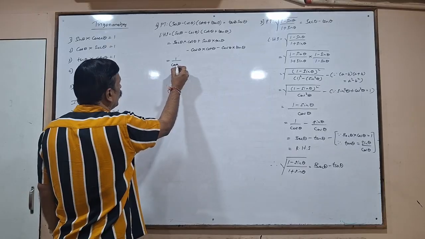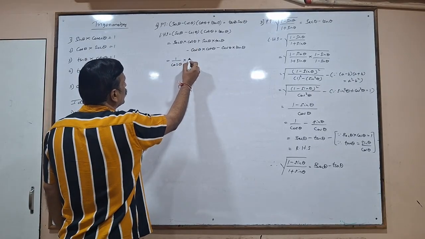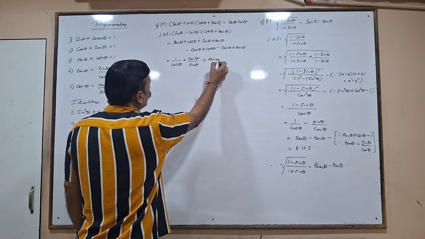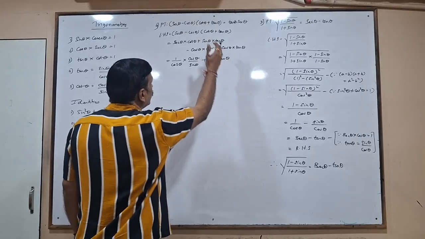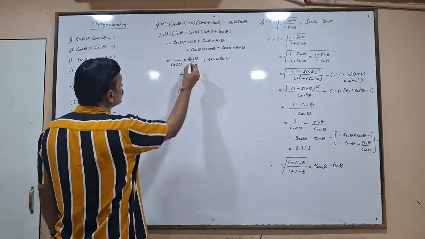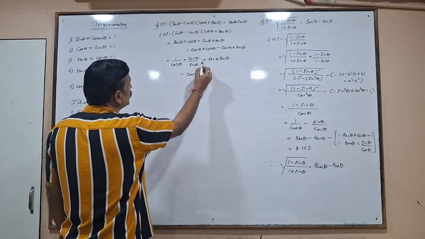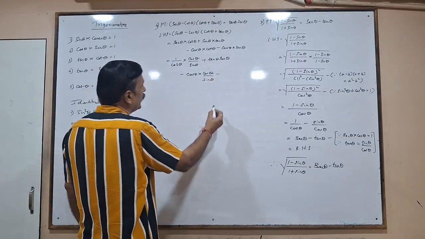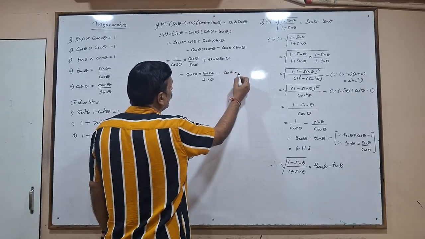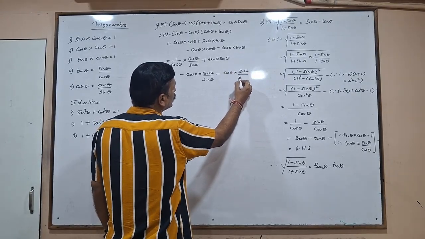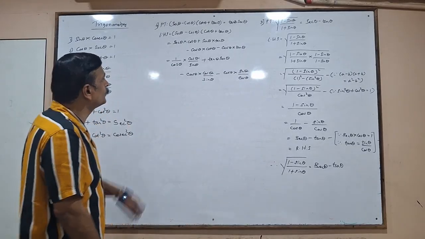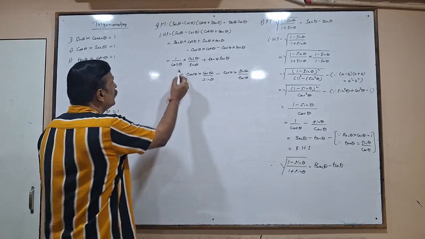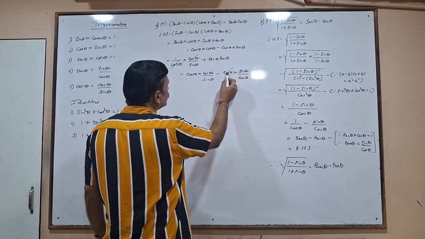Convert sec to cos: 1 upon cos theta. What is cot theta? It is cos theta upon sin theta. The next term I won't convert because that is my RHS. Minus cos theta as it is. Cot theta will be cos theta upon sin theta minus cos theta, and tan is sin upon cos theta. So I converted everything to sin and cos except this term. Cos gets cancelled, cos gets cancelled.